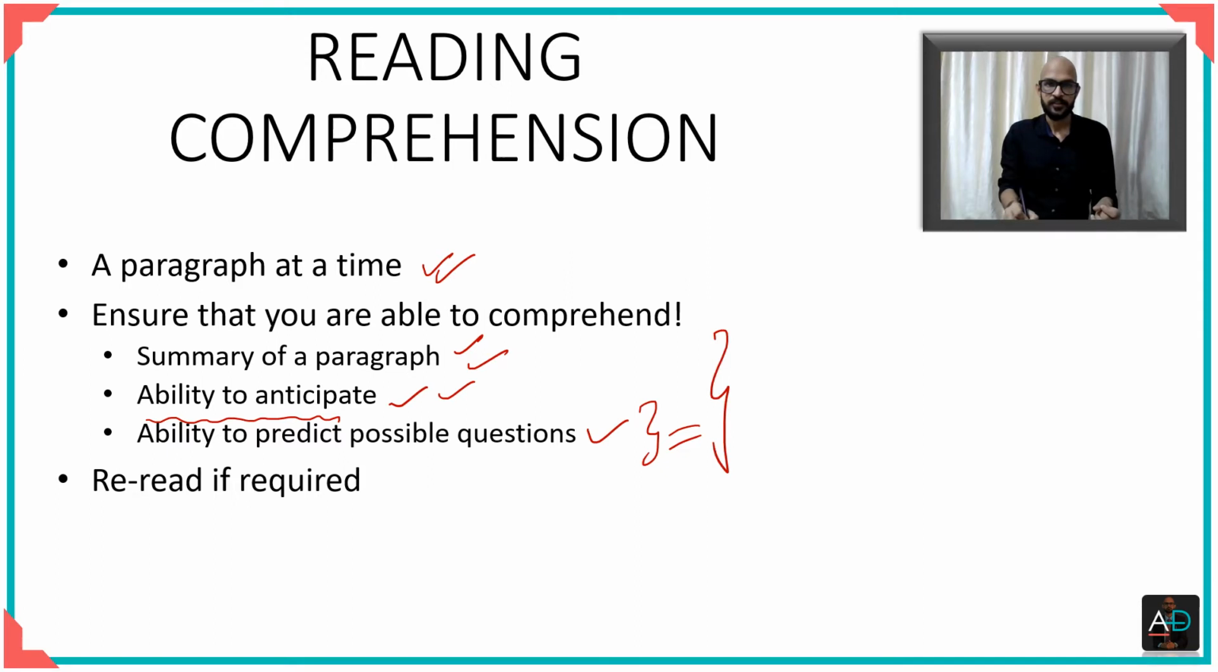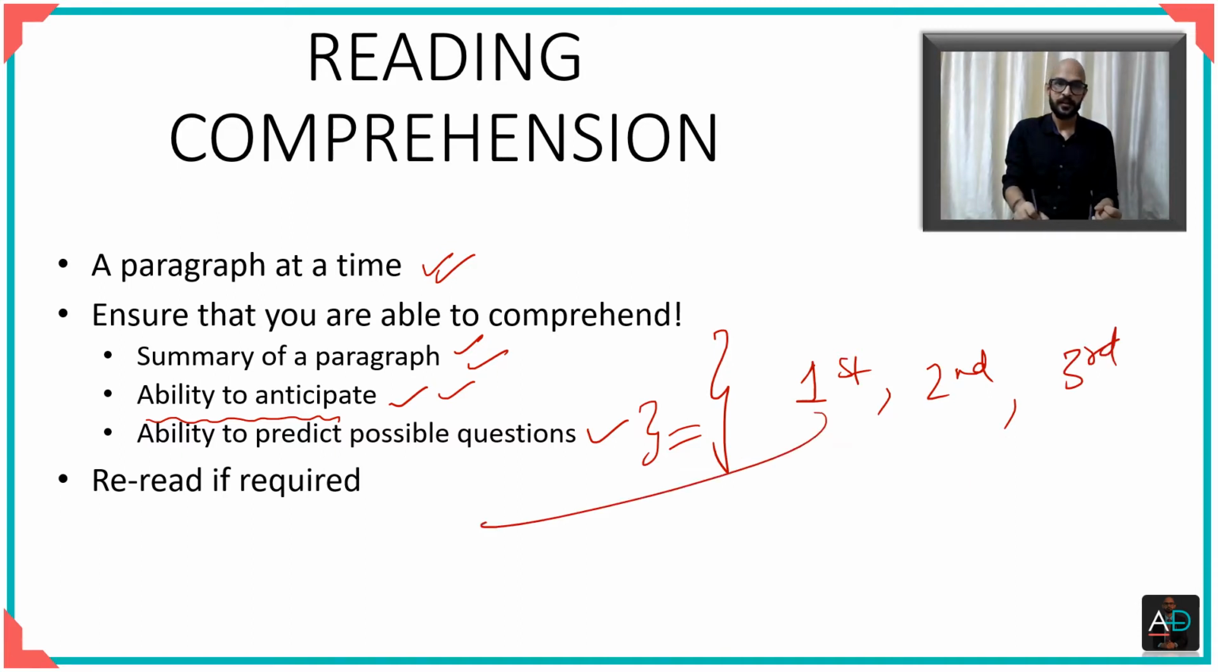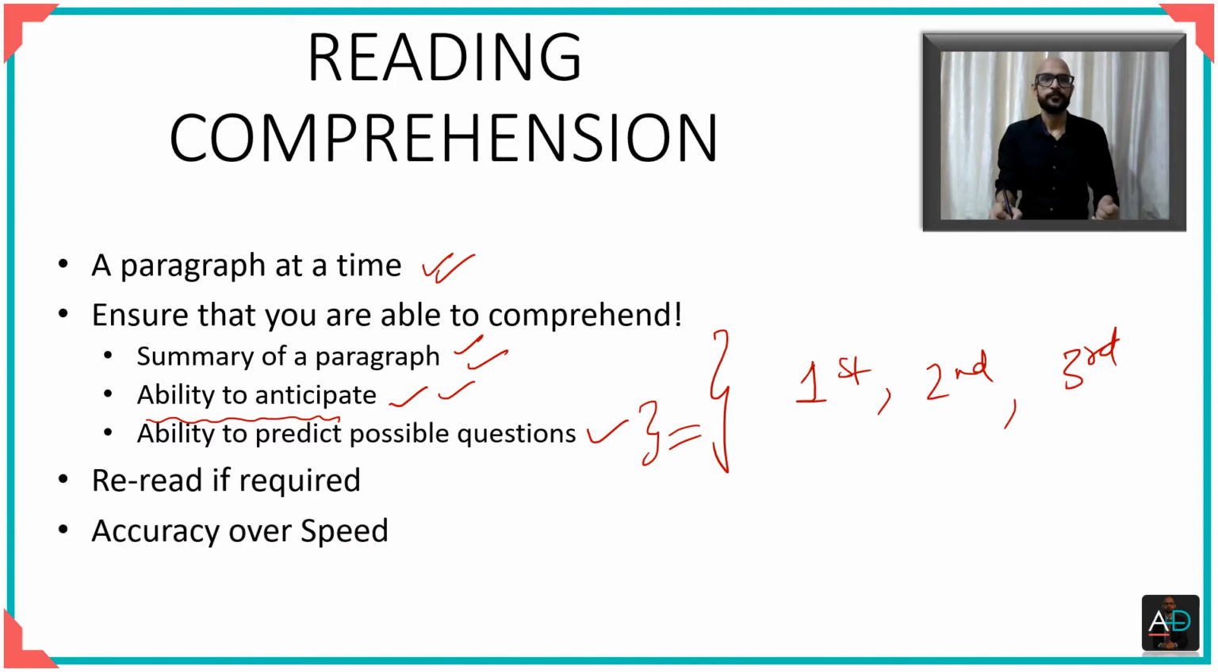In case this does not happen in the first reading, go for a second. If not the second, go for a third. Reread it if required. It is not a problem. Do not feel any kind of shame in having to reread the problem. Like I said, what is more important is accuracy. Speed will come, and even if you do not have speed, it is all right.